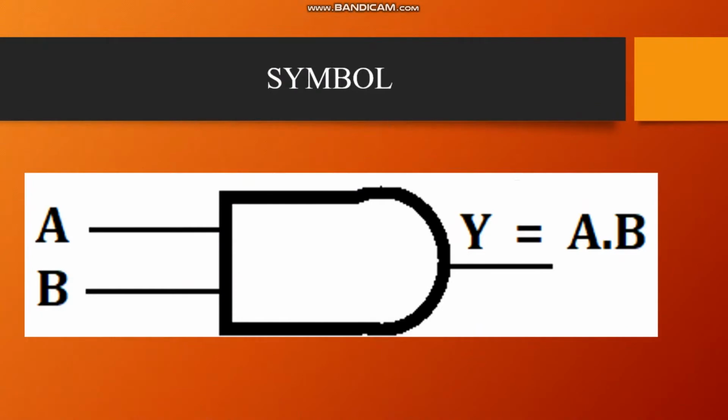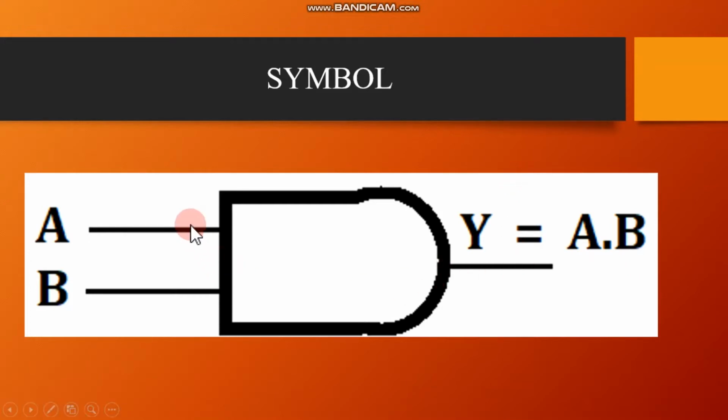Now on the screen you can see a symbol of AND gate. Symbol means how AND gate looks like. That is called as a symbol. So you can see on the left hand side you have terminal A and terminal B. Terminal A and terminal B represent the inputs that you are giving to AND gate. And at the right hand side you can see I have marked one terminal as Y. So Y equals A dot B is the expression for AND gate output.